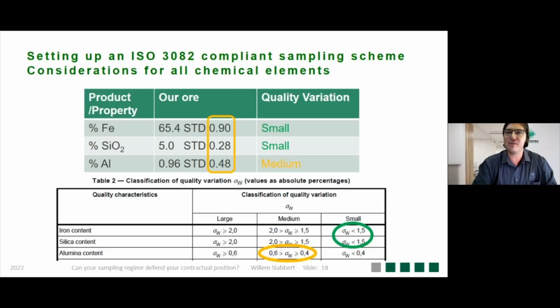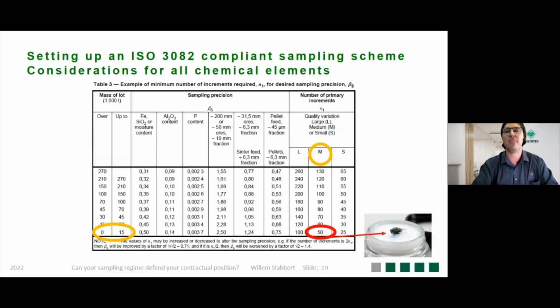Taking 25 sample increments per shipload lot size of 14,000 ton would indeed be sufficient for ISO compliance based on these two elements. However, when we consider aluminium with a standard deviation of 0.48, we can see that the aluminium content falls into what we call a medium band of quality variation. Table 2 then leads on to table 3, and here's where we find the fly in the ointment.